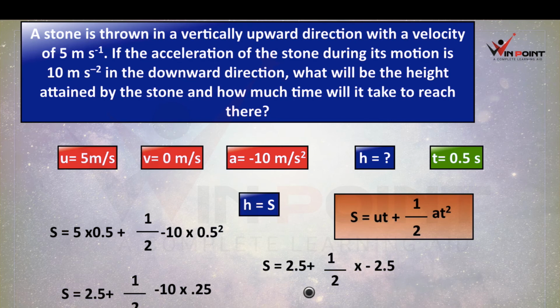Then we need to divide it. Minus 2.5 by 2 is minus 1.25. Then it will be s equal to 2.5 minus 1.25. Displacement is 1.25 meter.